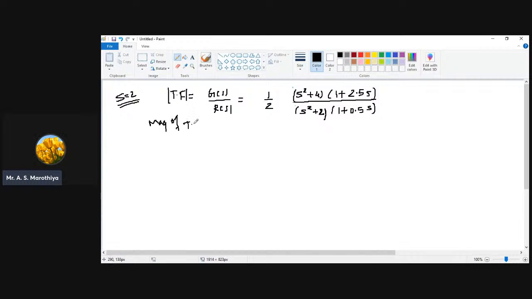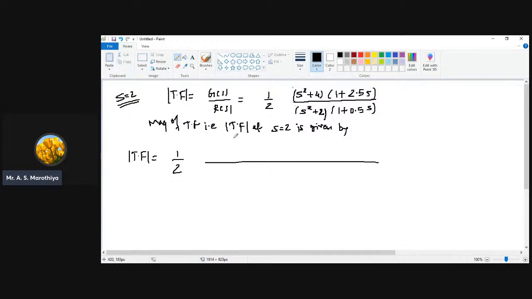The magnitude of the transfer function, mod of TF at S equals 2, is given by: mod of TF equals 1 by 2. Instead of writing S, we replace it by 2. So 2 square plus 4 in the first bracket, then in the second bracket 1 plus 2.5 into 2. In the denominator, S square plus 2 becomes 2 square plus 2, multiplied by 1 plus 0.5 into S, where S is replaced by 2. If you solve this, it is going to be 1 by 2.